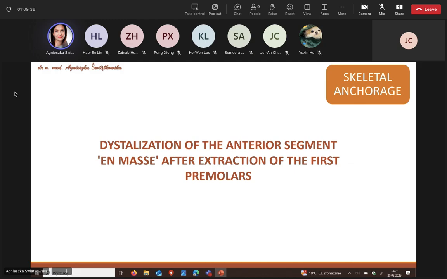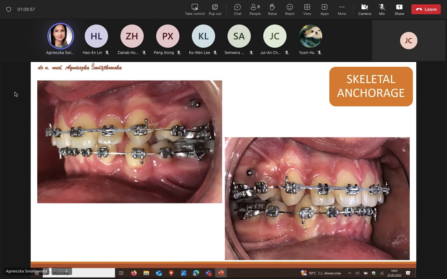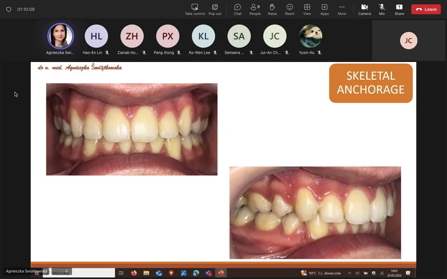Distalization of the anterior segment en masse after extraction of the first premolars, and here is the patient. As you see, huge protrusion in both arches, incisors in the lower and upper arch. Intraoral situation, you can see here, crowding, incorrect position. So we are planning extraction of the premolars on both sides, and here you can see distalization en masse in the upper region. And here, the effect after orthodontic treatment.